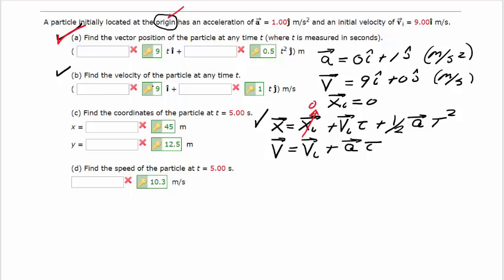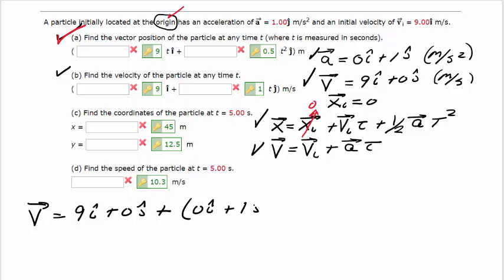Okay, to find the velocity, we're going to be working with this equation here. So the velocity equation says to take the initial velocity, and we're going to do this in the i hat and j hat. So I got 9 i hat plus 0 j hat. Now we're going to add our acceleration, and we do 0 i hat plus 1 j hat, and it says to multiply it by t.